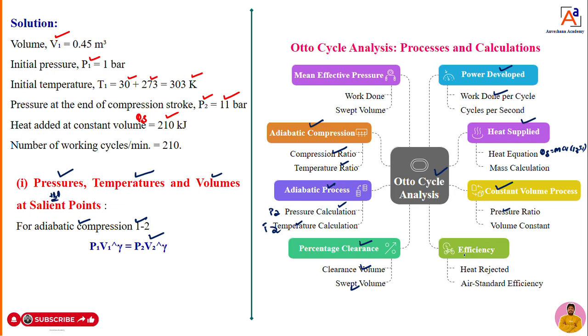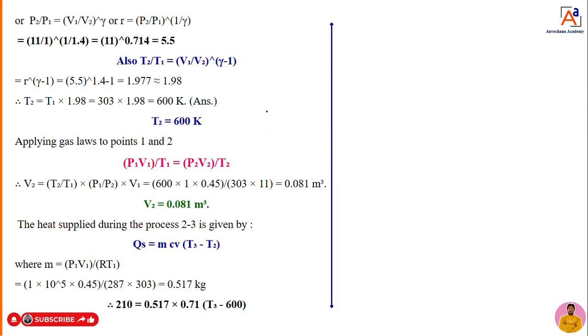Once that is done, I can calculate the efficiency of the Otto cycle with the help of the heat rejection equation. What is the heat rejection equation? The heat rejection also takes place at constant volume, that is m into Cv into T4 minus T1. With that I can calculate the heat rejection. How to solve this numerical? Step by step I will solve it now.